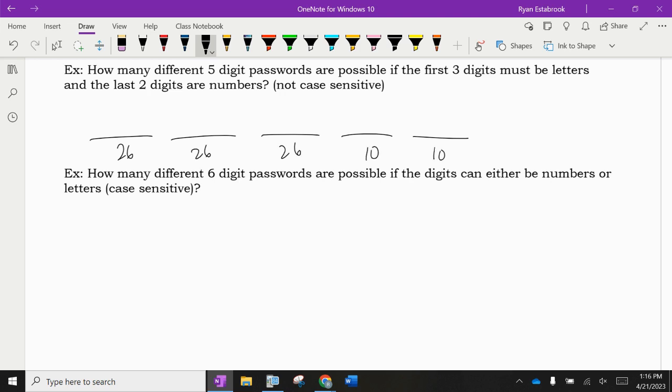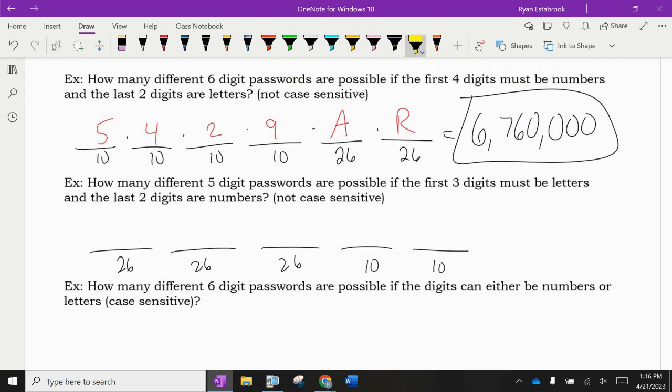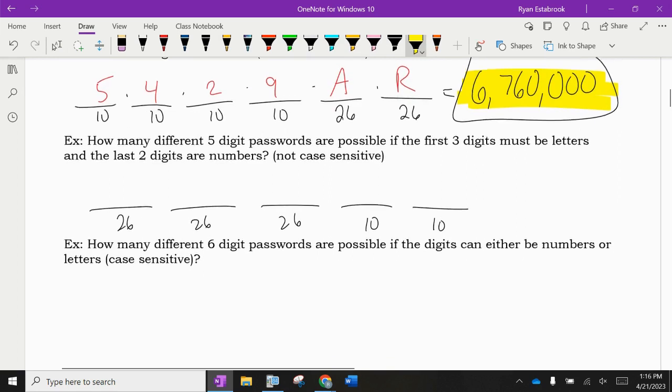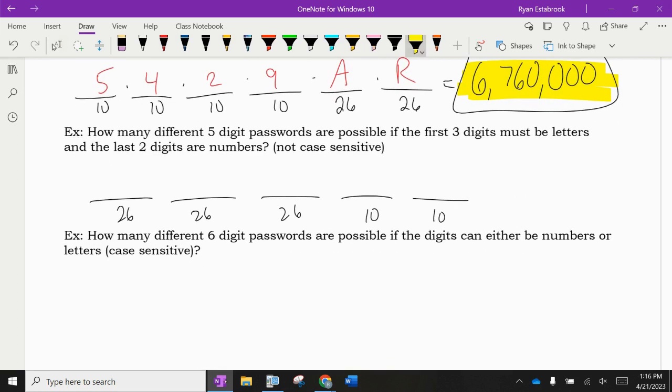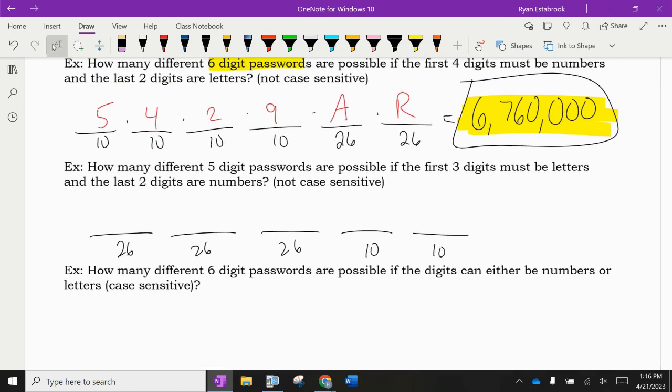10. Before you multiply, the last one had 6 digits, 6.7 million. This has 5 digits. Are we expecting this to be more or less? Instead of 6, we only have 5, but there are more letters than numbers. So let's see how this one plays out.